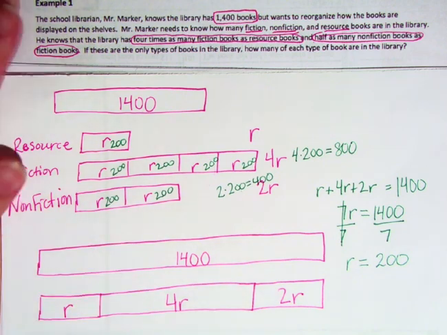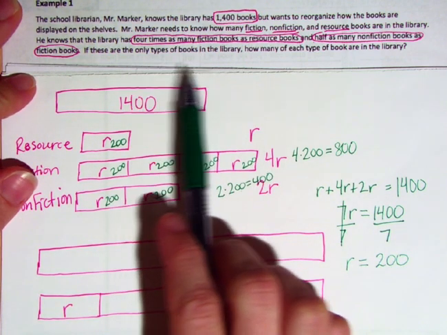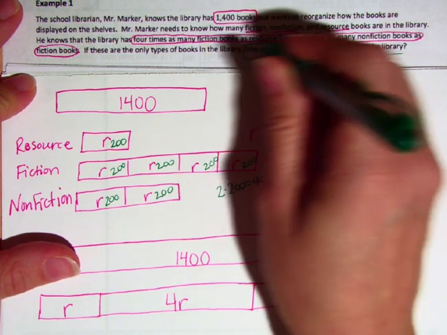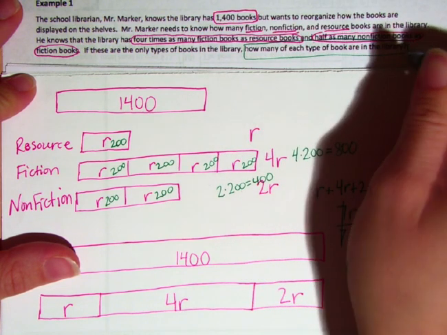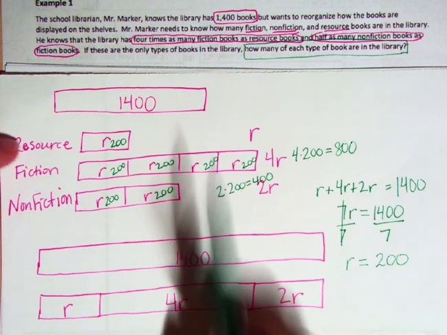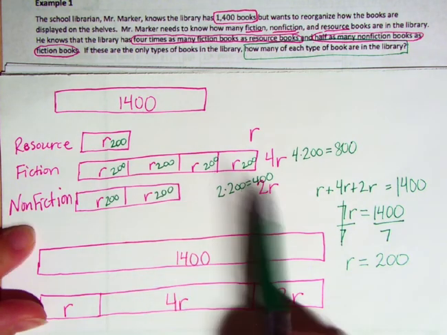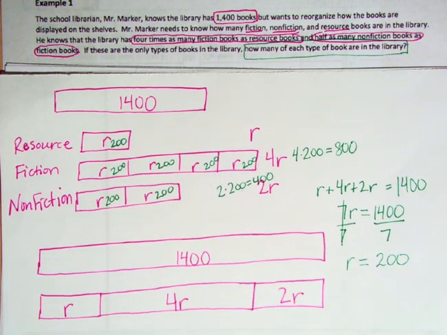Now the question was, how many of each type of book are in the library? That's what we need to know. Well, there are 200 resource books, 800 fiction books, and 400 nonfiction books. The end. Isn't that great?